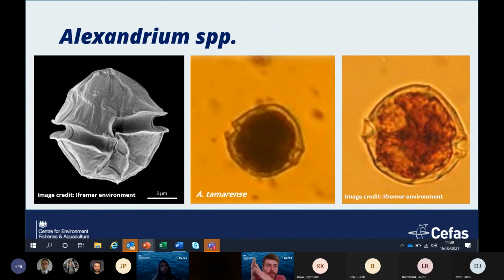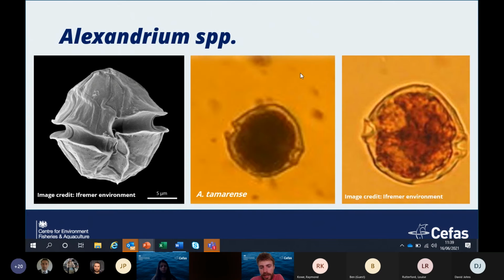The next one is also an armored dinoflagellate. This is a group of species called Alexandrium. These are the species responsible for causing paralytic shellfish poisoning, which can be fatal, and that can kill you really rather quickly. So it's very important we look for these.